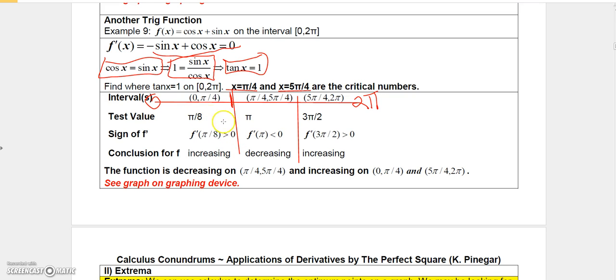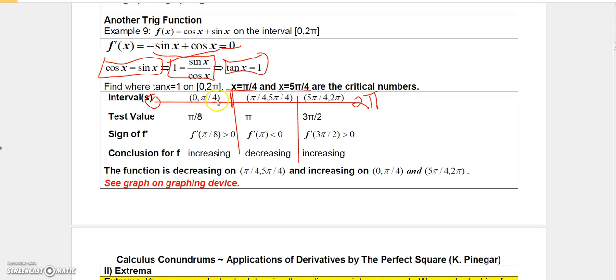Okay, so my lines are a little crooked here, but basically remember the number line goes from 0 to 2 pi, and that's where it stops because that's the domain we were using. And this line right here breaks the graph at pi over 4, and then this line right here breaks the graph at 5 pi over 4. So I needed to look at the interval 0 to pi over 4, pi over 4 to 5 pi over 4, and 5 pi over 4 to 2 pi.